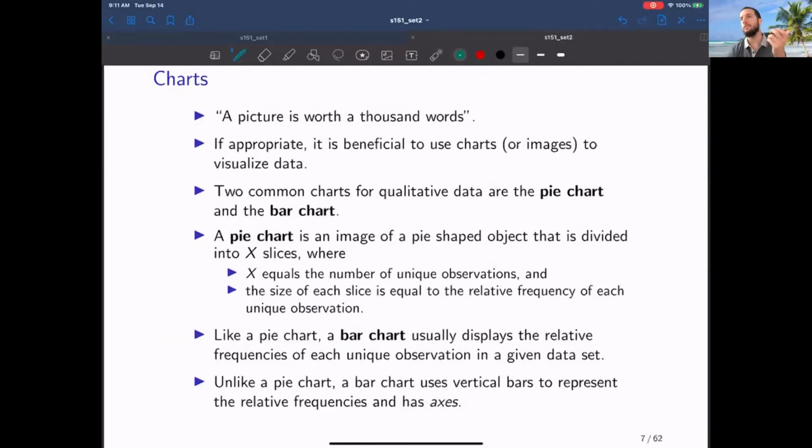A pie chart is simply a circle where you slice the circle into a number of slices equal to the number of outcomes in the data set. So in this particular illustration, we would have a pie or a circle that's being sliced into seven slices, one for each of the different outcomes. And then each slice is a size equal to the relative frequency. So you can think of a pie chart as a visual representation of the relative frequency distribution.